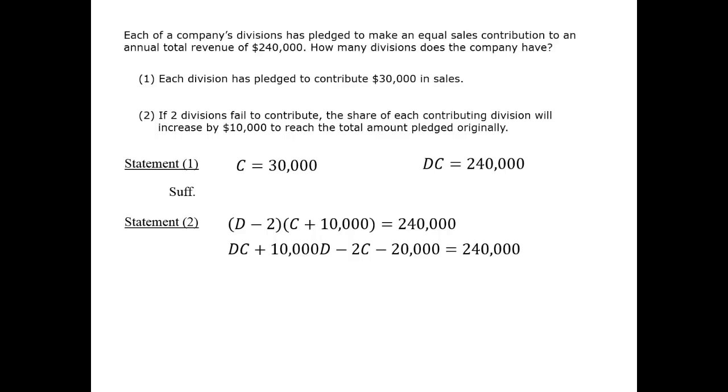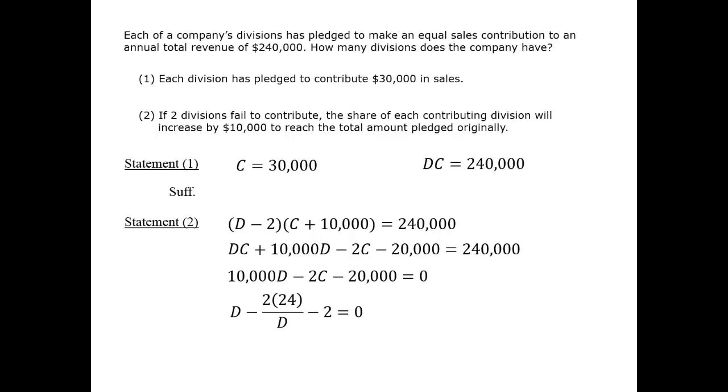Here we've multiplied out the left side using FOIL. We know the value of DC, the leftmost term. It's 240,000, so we can substitute that in and then subtract it from both sides. Also, we can use DC equals 240,000 again by solving for C. It's 240,000 over D, and substitute that in. Once we've done that, we can divide by 10,000 to get this expression.